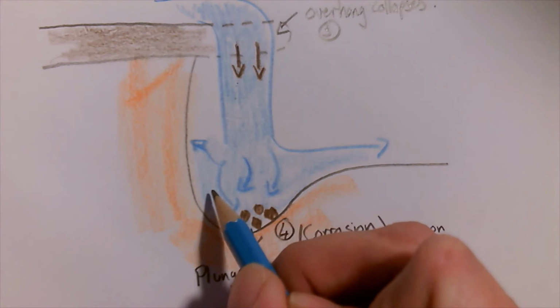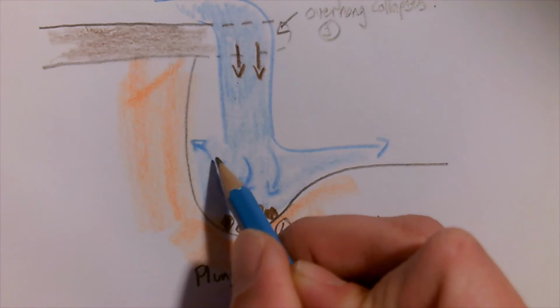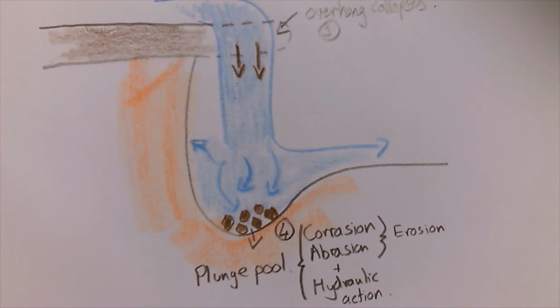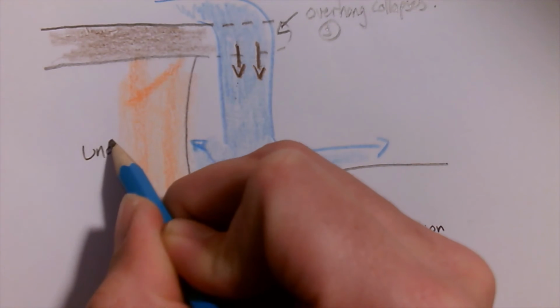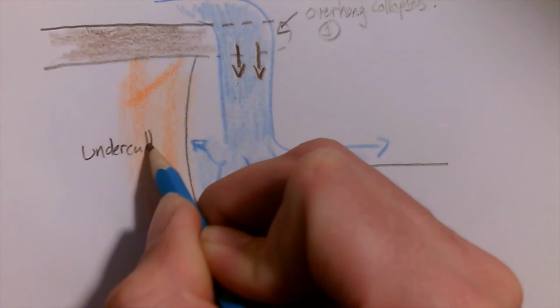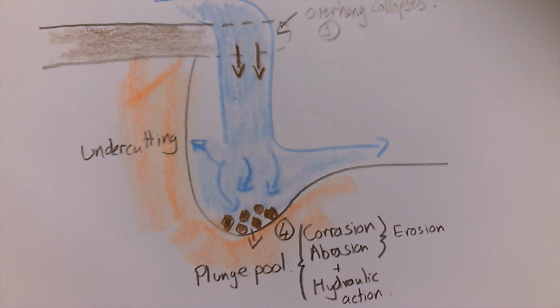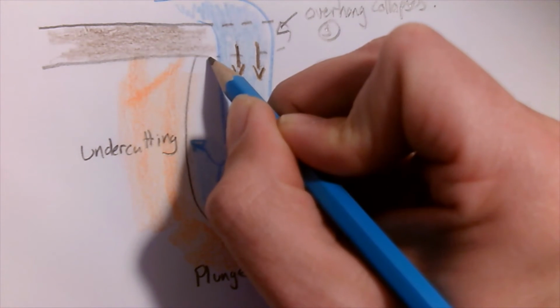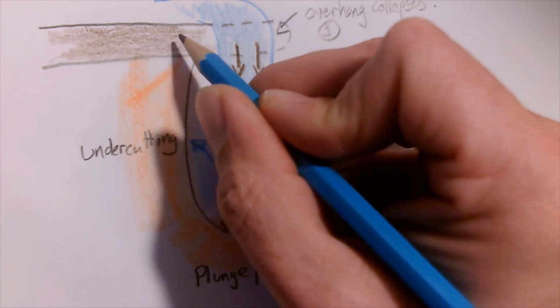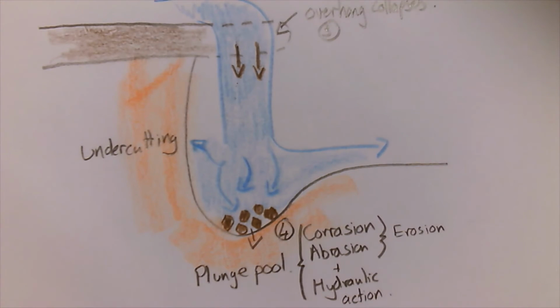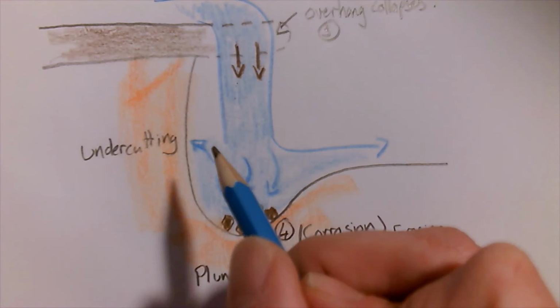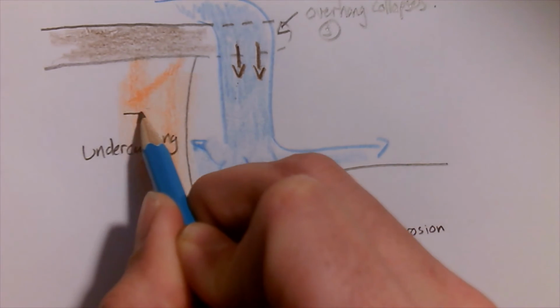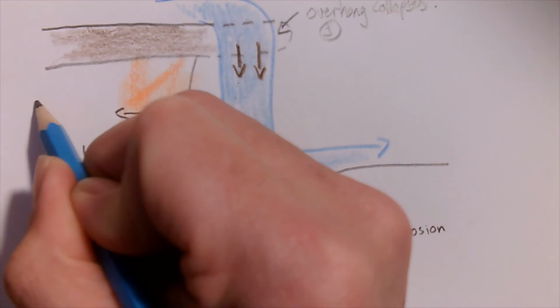Now, as mentioned, we still have some splashback hitting the soft rock wall behind the waterfall. So the undercutting continues, and that will create another overhang, and the whole process will repeat. As a result, the waterfall will retreat upstream.